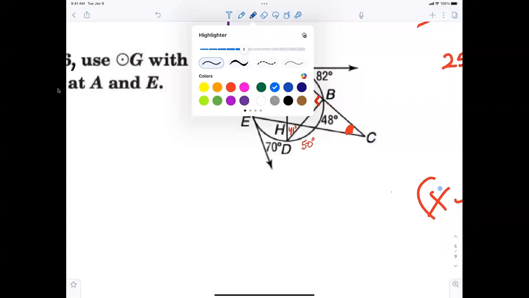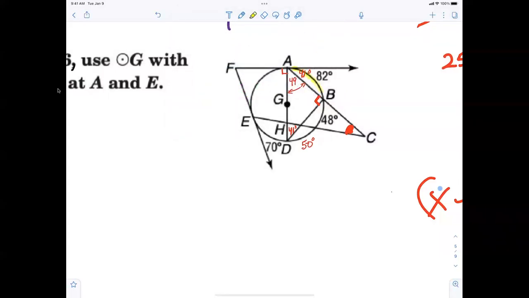Which now brings me to the fact that we know all of this right here. We know all those arcs. So if I were to add that up, 82 and 48 is 130. 70 plus 50 is 120. 130 and 120 is 250. 250 from 360 is 110. So that makes this arc here 110 degrees. And now that we know that, I think we can figure everything out.